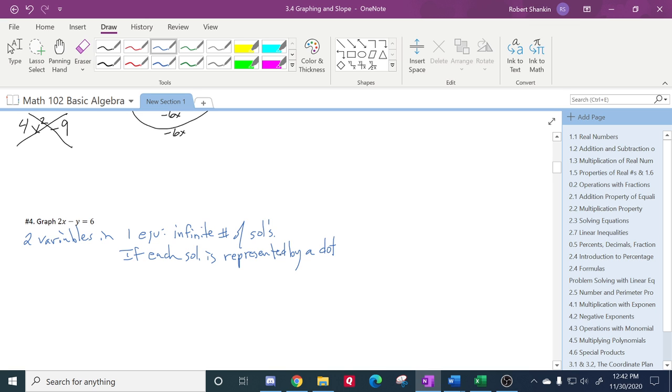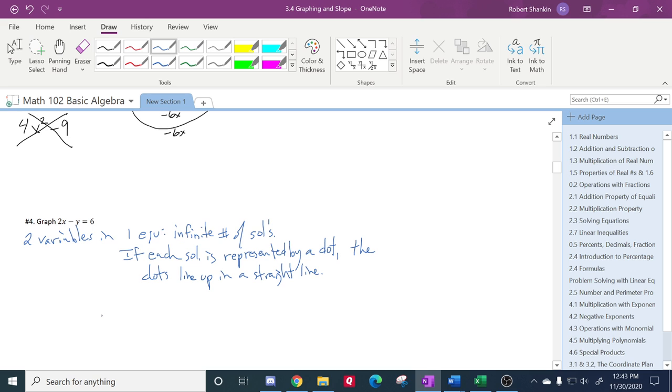Now how do you represent a solution by a dot? For instance, if x is 1 and y is -4, then the point 1, -4, we put a dot there on our graph. Each solution is represented by a dot. The dots line up in a straight line. So the straight line is thought of as a whole bunch of dots lining up. Every one of those dots is a solution of that equation.